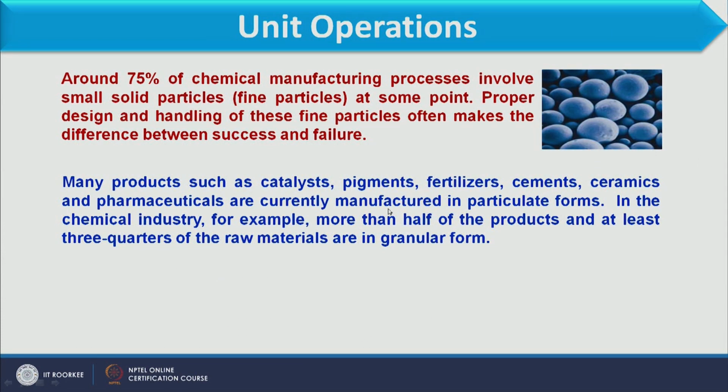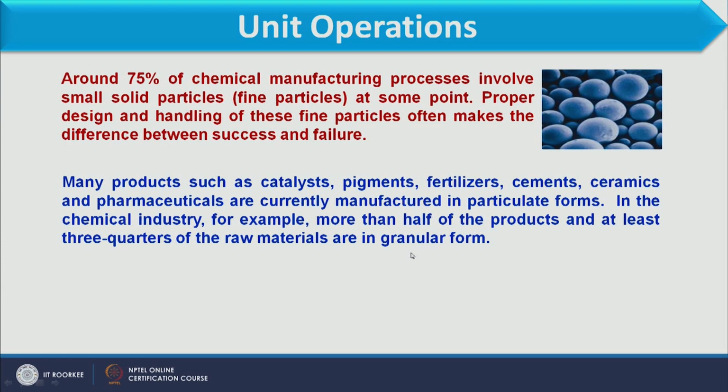Now, as far as particulate matter is concerned, it prepares different products such as catalysts, pigments, fertilizers, cements, ceramics and pharmaceuticals. They are currently manufactured in particulate forms. So, in the chemical industry, for example, more than half of the products and at least 3/4 of the raw materials are in granular form. So, here you can understand that particulate matter is considered significantly on an industrial scale.